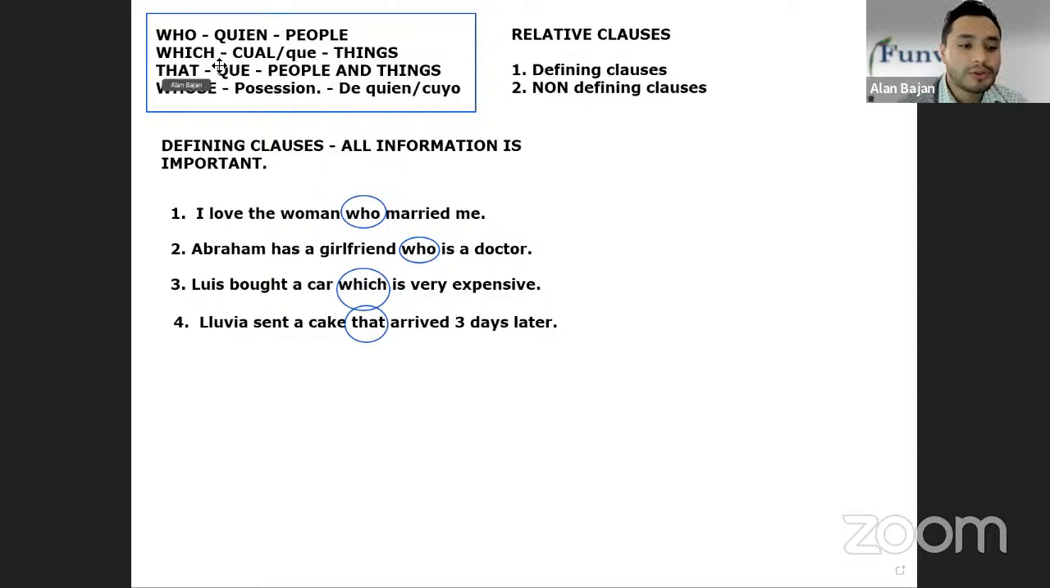Okay, questions so far with defining clauses? Can we take a screenshot of this one, Aurea, and share it in the group?